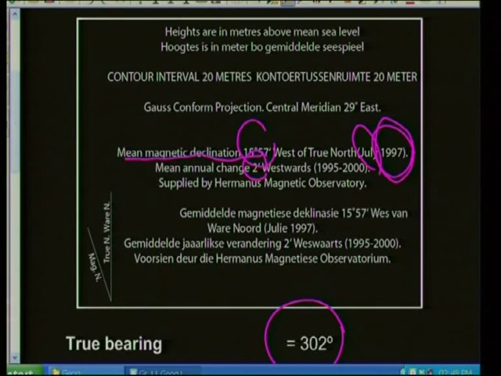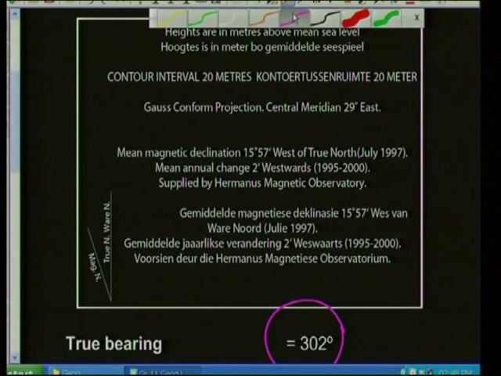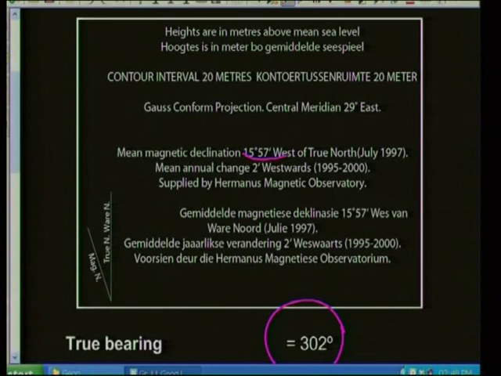Then we got another piece of important information. And maybe I better use my eraser here. I always make a mess of the papers. Let me take this off. Let me get back to my pen. So two pieces of information. The first thing is that it's west of true north, 15 degrees, 57 minutes for the year 1997. And the second important piece of information is that the annual change is 2 minutes westwards.